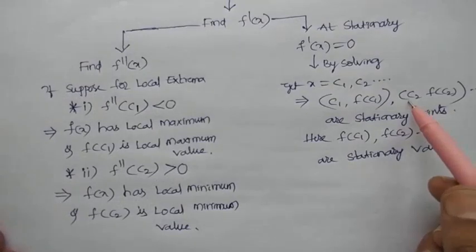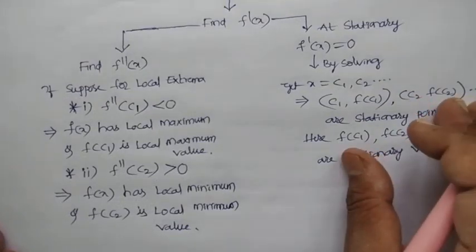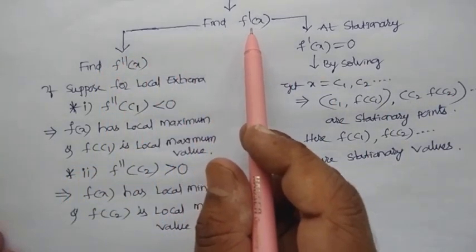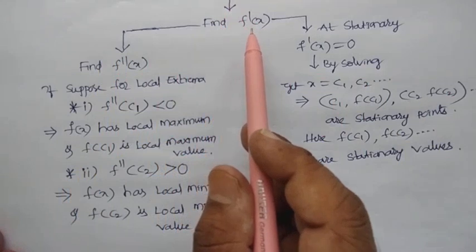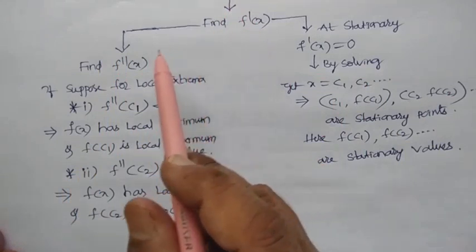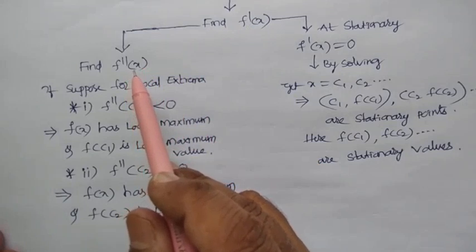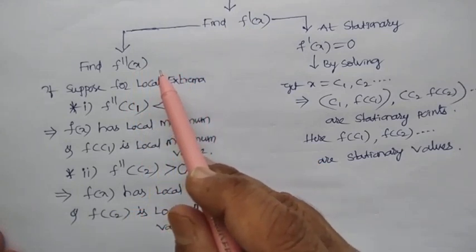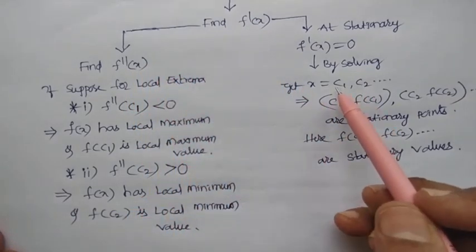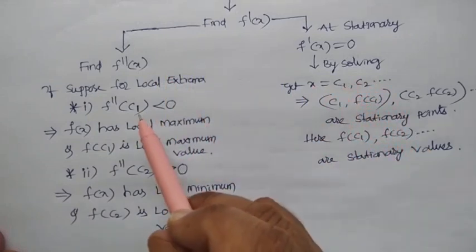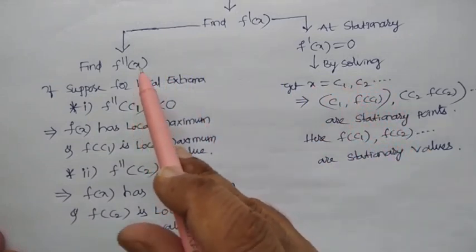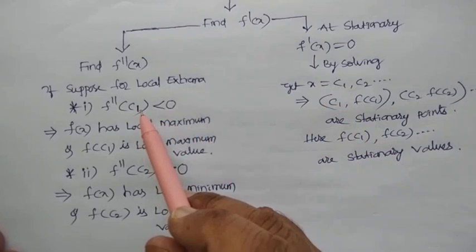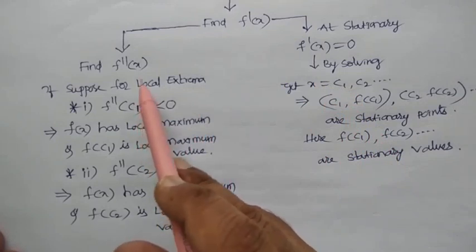After getting these results on your right side, go to your left. We have f dash of x, the first derivative of the given function. For this you have to find the second derivative. So you had got the second derivative here. At the stationary points c1, c2, we will use it here. In place of x, I am going to substitute the stationary value c1 in f double dash of x, the second derivative of the given function.